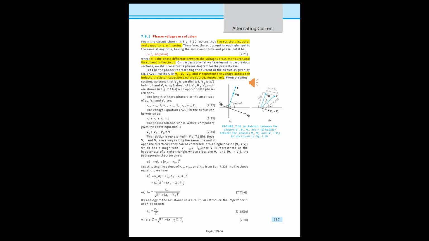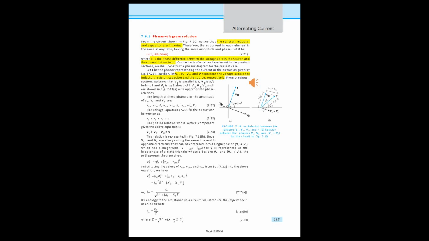Since V is represented as the hypotenuse of a right angle triangle whose sides are VR and VC plus VL, the Pythagorean theorem gives VM square equal to VRM square plus VCM minus VLM the whole square. Substituting the values of VRM, VCM and VLM from equation 7.22 into the above equation, we get Vm square equal to Im into R whole square plus ImXC minus ImXL the whole square. That is given by Im square into R square plus XC minus XL the whole square. Im can be written as Vm by root of R square plus XC minus XL the whole square.